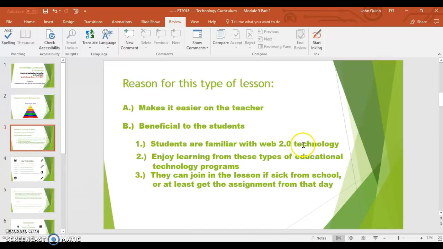Basically, it's the same thing, just a secondary point. They're familiar with them, but they also love to do them. Most of the kids, 90-some percent of them, love doing this.